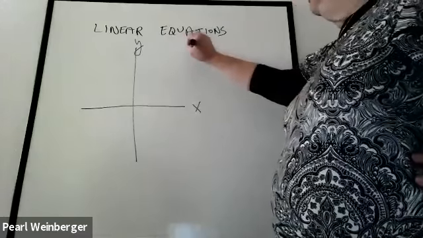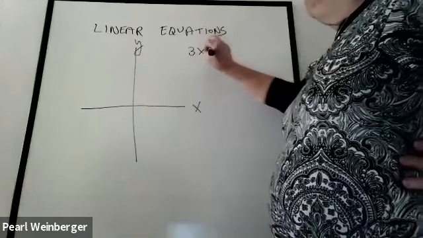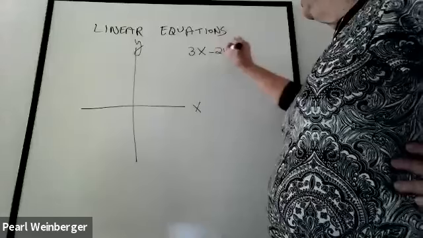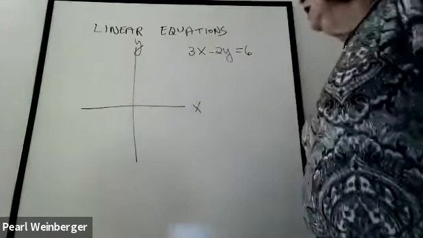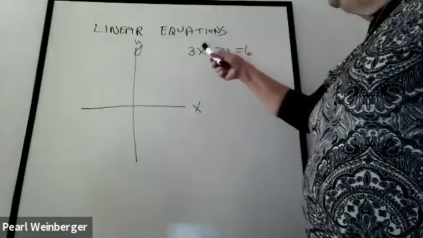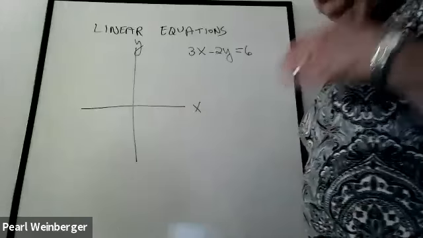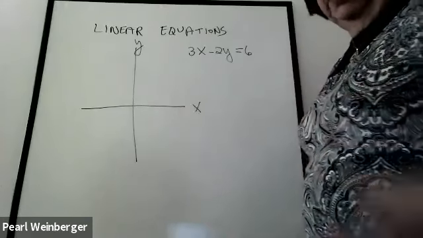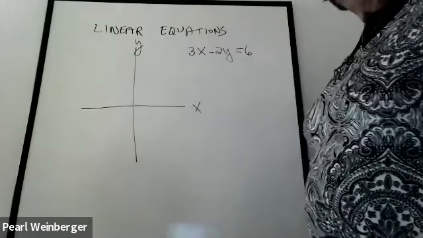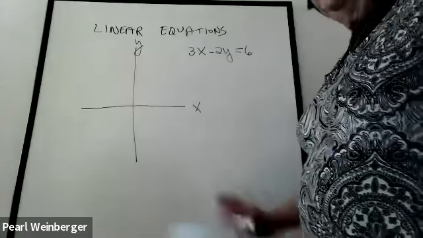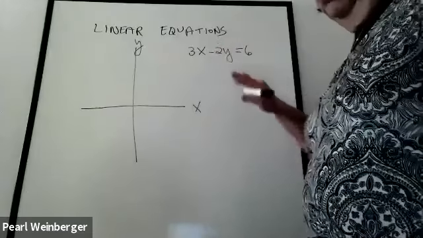Well, here's one example of a linear equation. Suppose I gave you 3x minus 2y equals 6. Notice the equation has two variables. It has an x and a y. Most of the equations that we'll graph on a piece of graph paper will have two variables. Every so often we will have an equation that only has one variable, only just an x or only just a y, and we'll discuss what that means when we get to that.